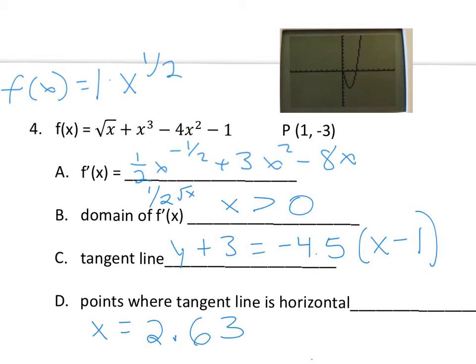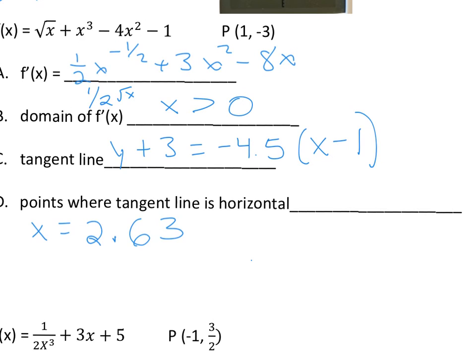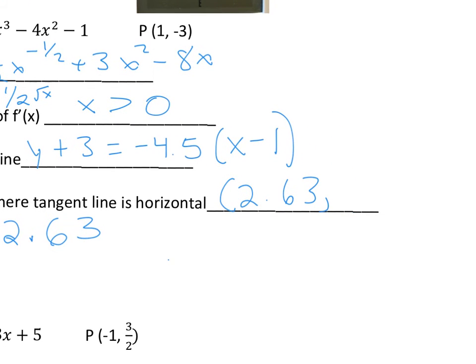And so now what I need to do is plug that back into my function. So I'm going to do that on my calculator also. Okay, so I did that on my calculator, and when I plugged in 2.63 to the original equation, I got approximately negative 8.85. So the point where the tangent line is horizontal is going to be 2.63, comma, negative 8.85. Okay.